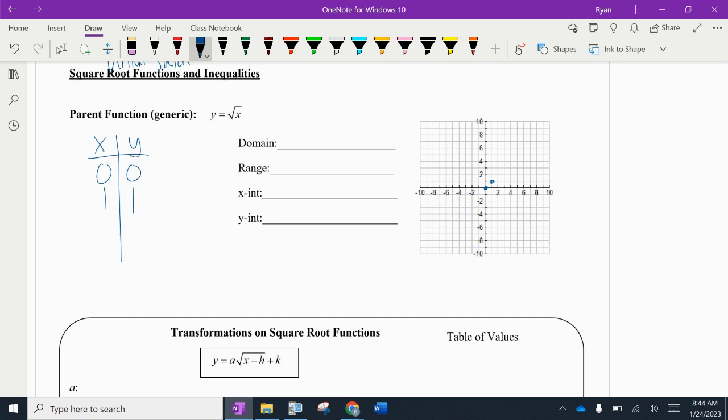1.something, a decimal. What about 3? Square root of 3. What times itself is 3? Some decimal again. What about 4? The square root of 4. What times itself is 4? So we chose this number on purpose because the square root of 4 is 2. Back to my graph. Over 4, up 2.